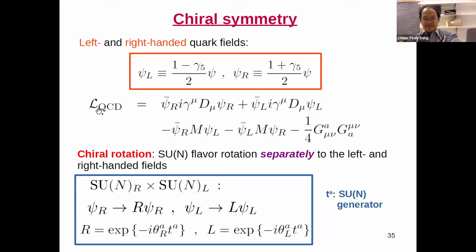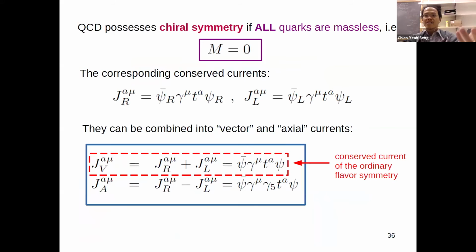If you do the independent rotation to left and right-handed quark field, then you see that this Lagrangian is not invariant unless the mass of the quarks are all 0, because these terms go away. Then you only have left-left and right-right. Then the R dagger R and L dagger L will cancel each other. Therefore, QCD possesses chiral symmetry only if all the quarks are assumed to be massless.